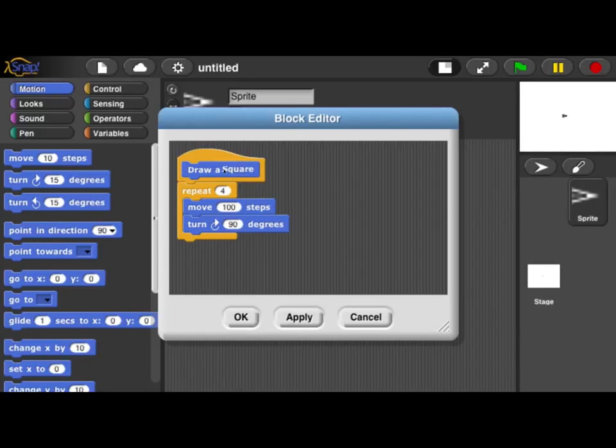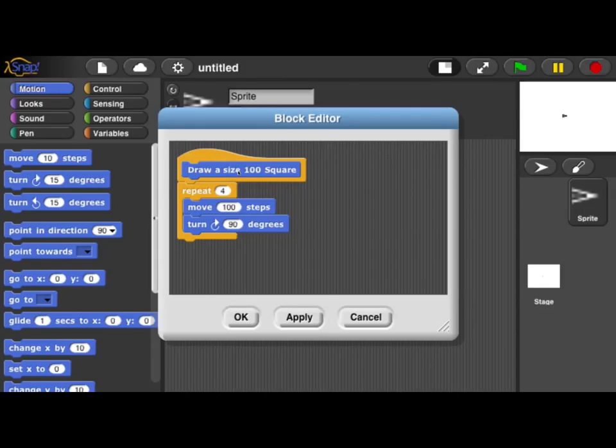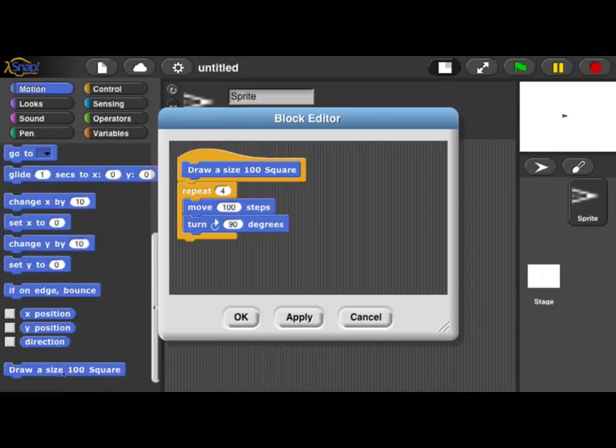And watch, I can go and add a plus here. The plus is normally on your list. I turned the plus off with my settings. I can say size 100, size 100. Watch this. And I just added some words to my title. Isn't that kind of cool? Now, if I hit apply, watch, apply, and I scroll in my motion, look, there it showed up. Draw a size 100 square. Isn't that great?